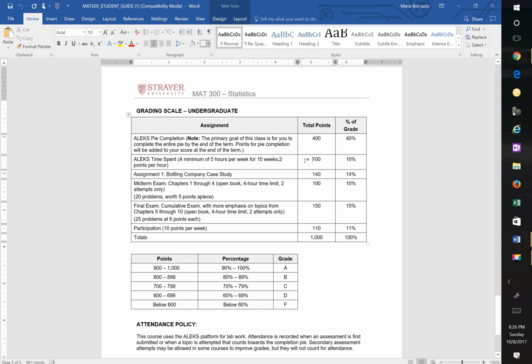The Alex time spent, obviously. Your bottling company assignment case study, week 10, is 140 points. And your next two big winners are the midterm exam and the final exam, because those two are pretty big.